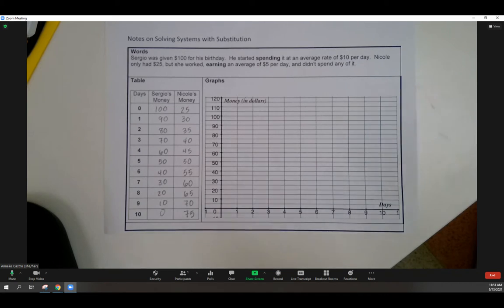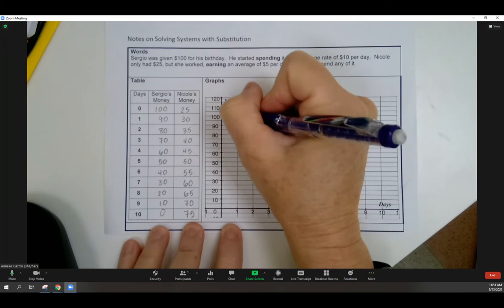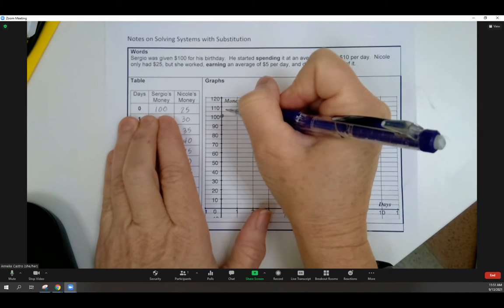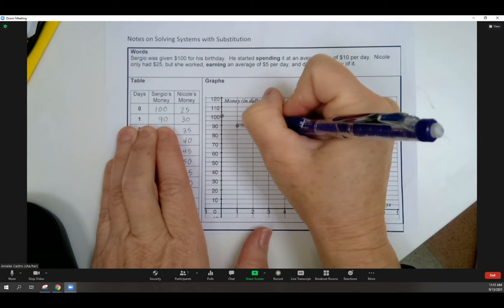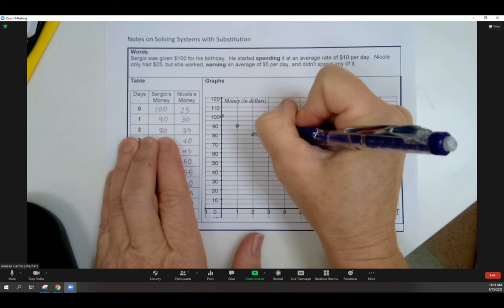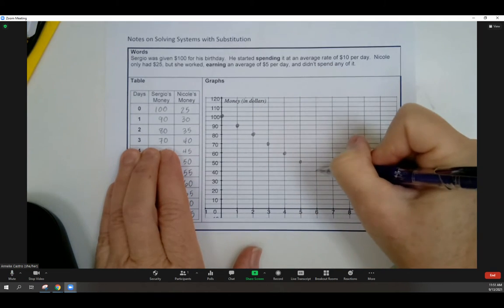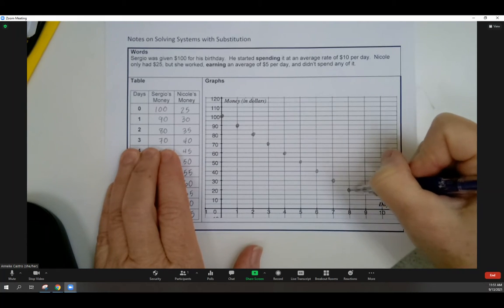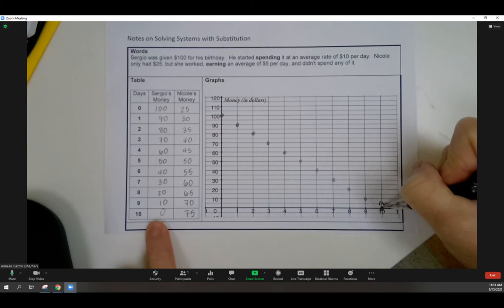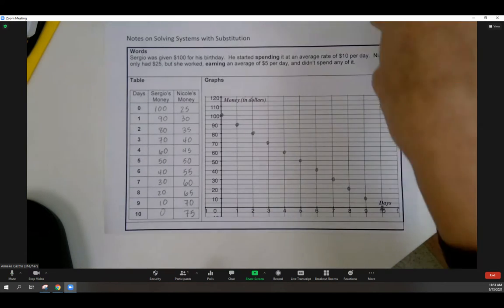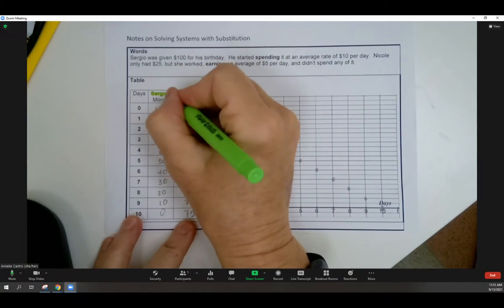If I graph this, I'm going to start out with Sergio. On day 0, he has $100, so 0, 100. Then on day 1, he has $90. Day 2, he has $80. And I'm just going to go down $10 each day. Then notice on day 10, he has no money left, which matches my table. I'm going to pick a color for this. I'm going to put Sergio in green.